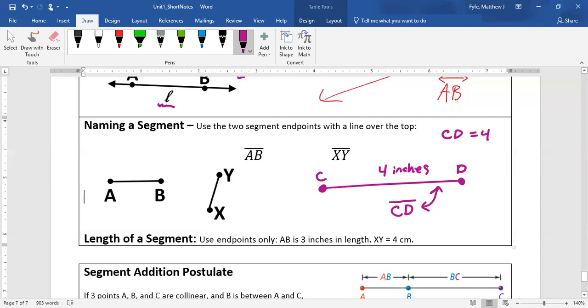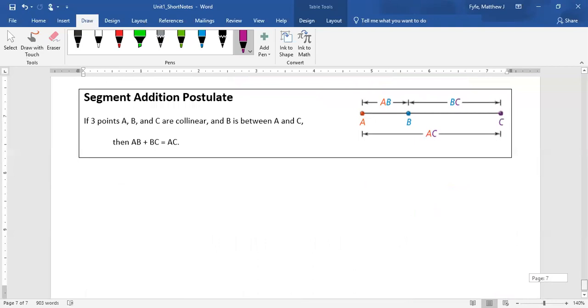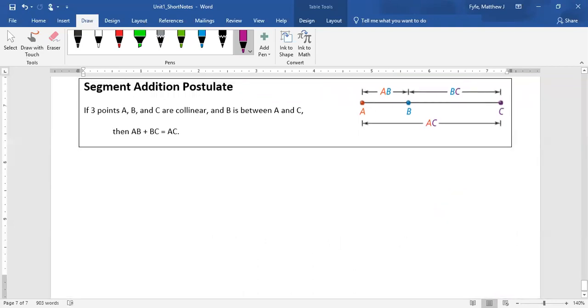And finally, last thing we're going to learn here today is the segment addition postulate. Okay, the segment addition postulate says if you have a line and 3 points are collinear, collinear just means they're on the same line. So for example, A, B, and C. We'll say they're all on the same line here. That's not a very straight line. It should have been straighter, but we'll pretend A, B, and C.